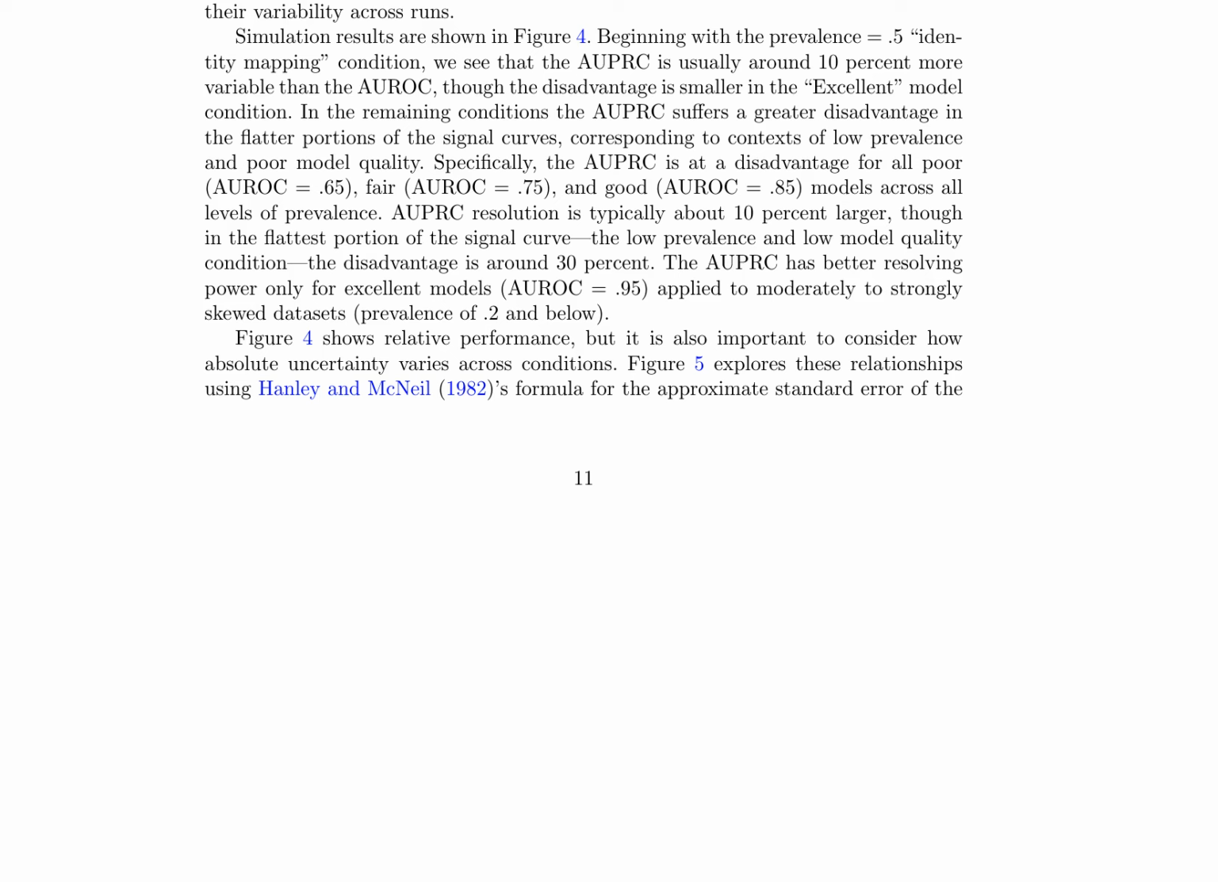Figure 5 explores the relationship between absolute uncertainty and relative performance, employing Hanley and McNeil's formula for the approximate standard error of the AUROC. This analysis underscores the importance of considering both relative and absolute variability when evaluating classification models. The study concludes that the AUPRC's variability increases with decreasing prevalence and model quality, leading to a significant disadvantage in resolving power compared to the AUROC under most conditions. However, the AUPRC outperforms the AUROC in excellent models with skewed datasets.